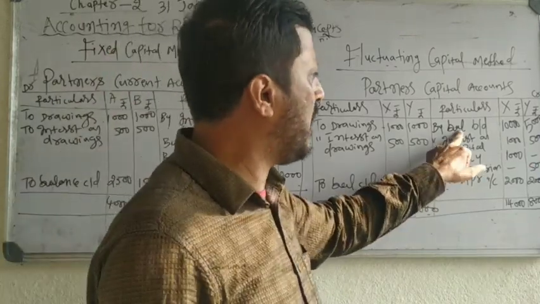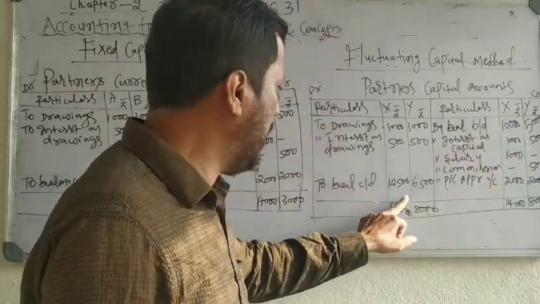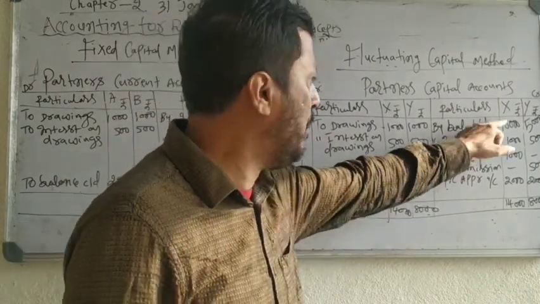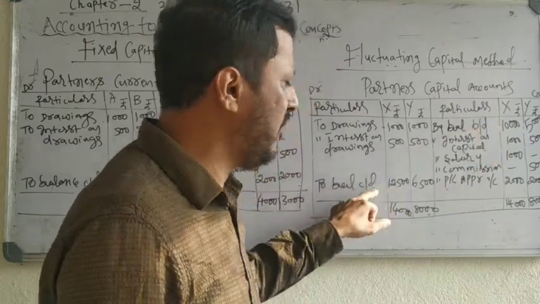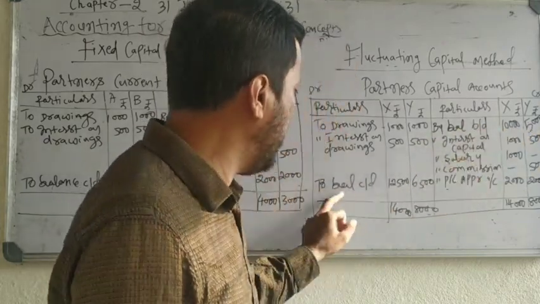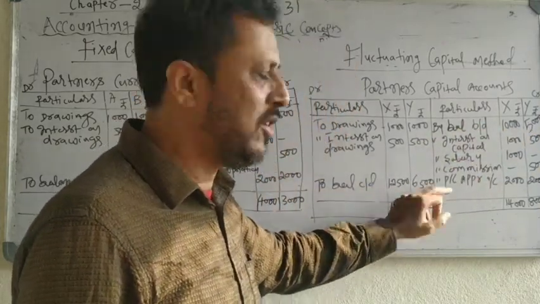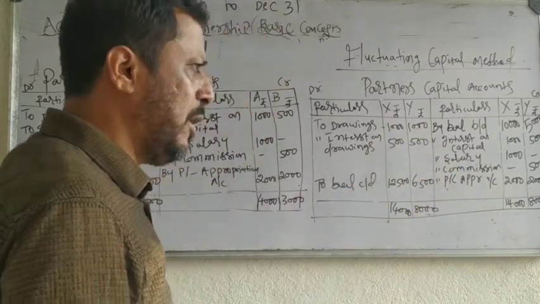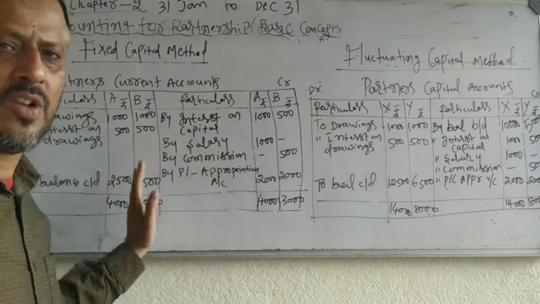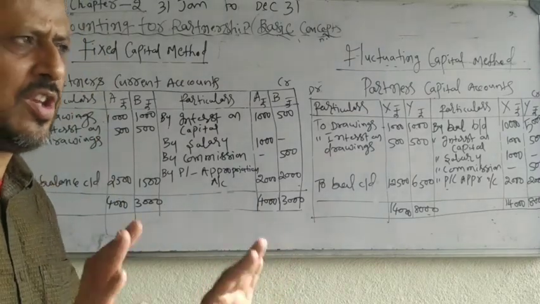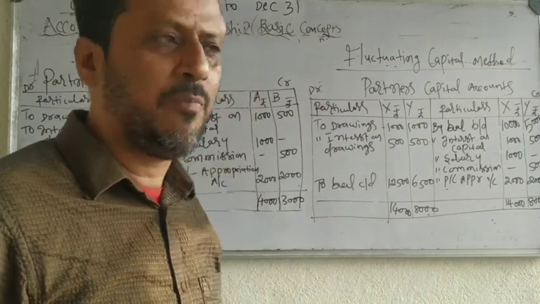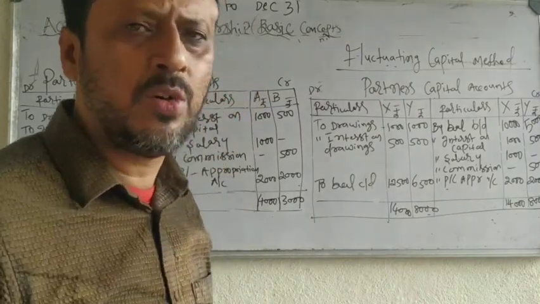See the balance brought down 10,000, 5,000. See the balance carried down 12,500 and 6,500. See the capital balance, the capital of the partner fluctuates. Opening capital is different and closing capital is different because of recording the other adjustments in the same account. Okay, so in fixed capital method, capital balance of partners remains fixed, no change year after year. Under fluctuating capital method, the capital balance of partners may change from year to year.